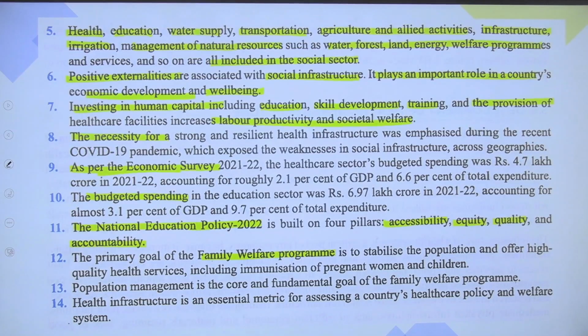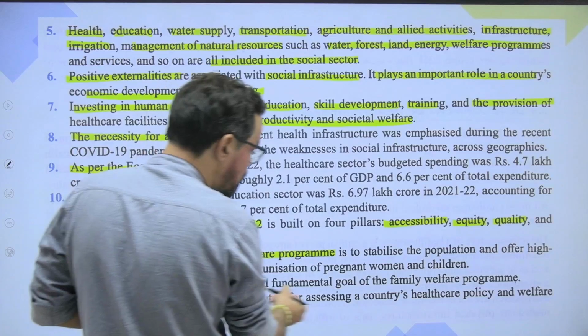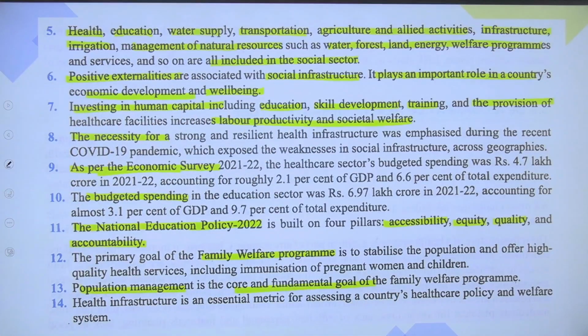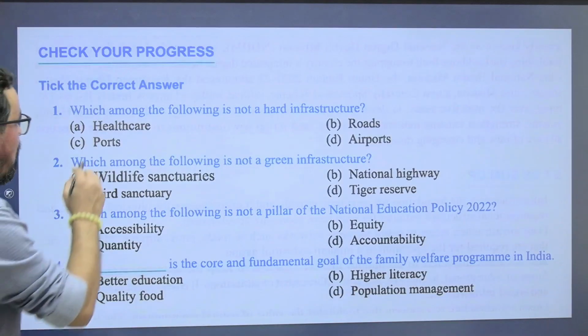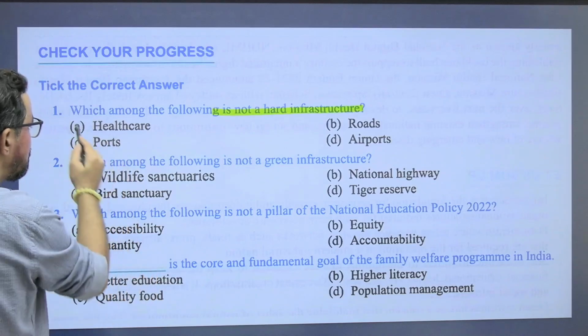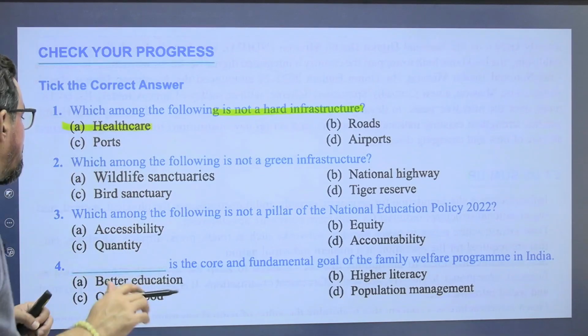including immunization of pregnant women and children. Population management is the core fundamental goal of the family welfare programs. Health infrastructure is an essential metric for assessing a country's healthcare policy and welfare system. Okay? Let's practice. Which of the following is not a hard infrastructure? Okay? So healthcare is not hard infrastructure. It is generally categorized under soft infrastructure.